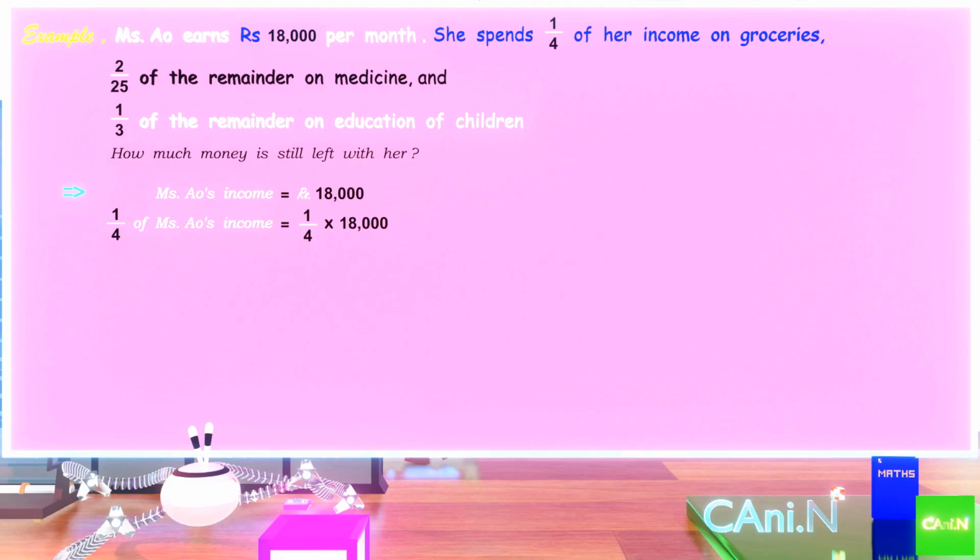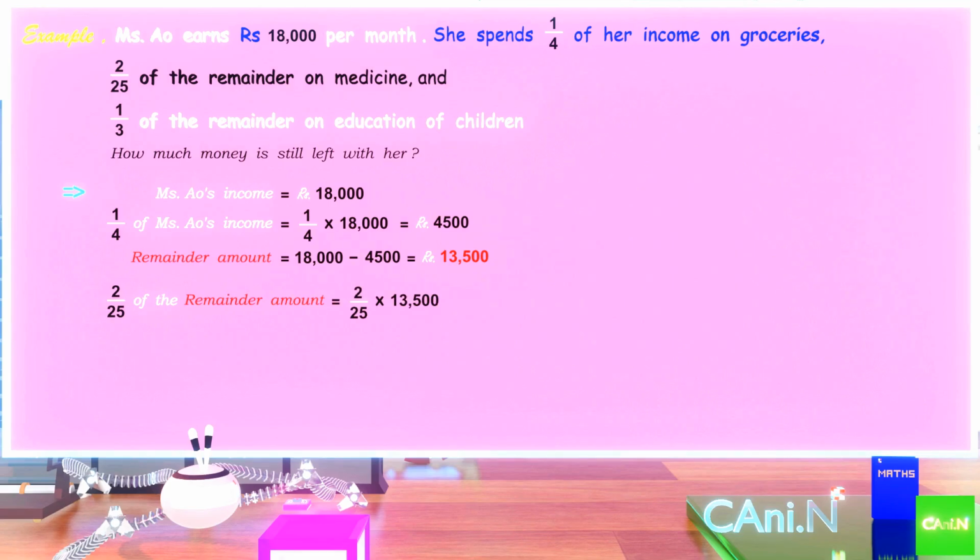1/4 of Miss Awo's income equals 1/4 into 18,000 equals rupees 4,500. Therefore, the remainder amount, that is, the amount left after deducting rupees 4,500, which she spent on groceries, from her income of rupees 18,000, equals 18,000 minus 4,500 equals rupees 13,500. 2/25 of the remainder amount equals 2/25 into 13,500 equals rupees 1,080. Remainder amount equals 13,500 minus 1,080 equals rupees 12,420.